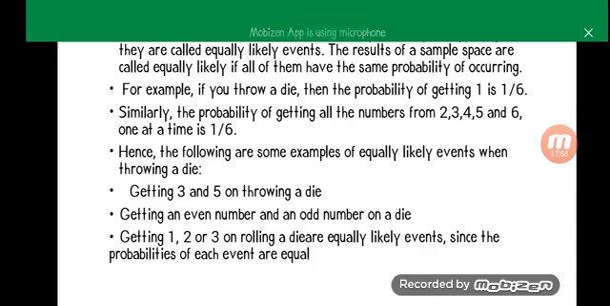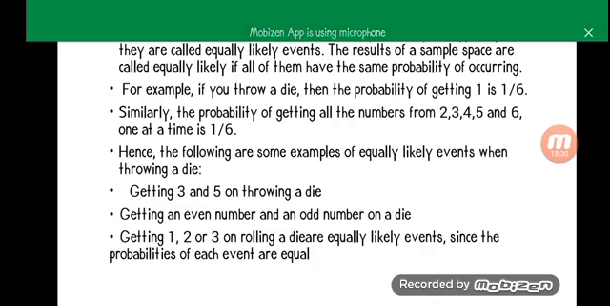Hence, the following are some examples of equally likely events when throwing a die. The probability of throwing 3 and 5 is the same. Getting an even number and getting an odd number on a die is still the same. So getting 1, 2, or 3 on a rolling die are equally likely events, since the possibility of each of them occurring is the same.